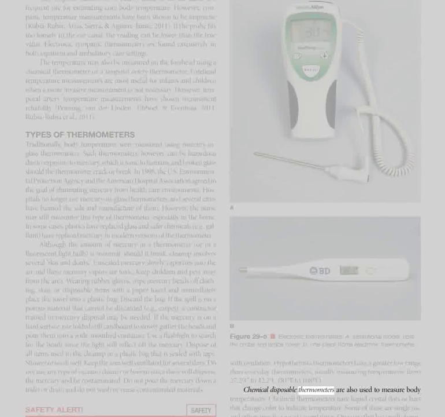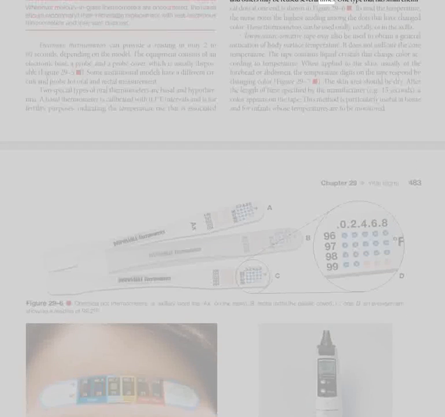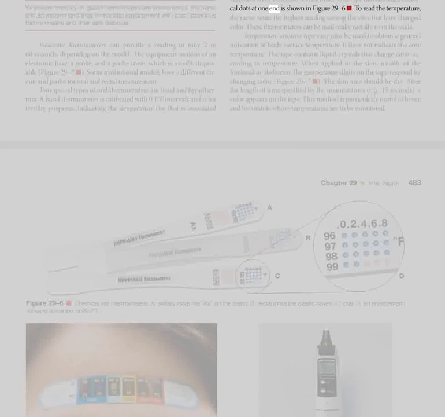Chemical disposable thermometers are also used to measure body temperatures. Chemical thermometers have liquid crystal dots or bars that change color to indicate temperature. Some of these are single-use and others may be reused several times. One type that has small chemical dots at one end is shown in figure 29-6. To read the temperature, the nurse notes the highest reading among the dots that have changed color. These thermometers can be used orally, rectally, or in the axilla.